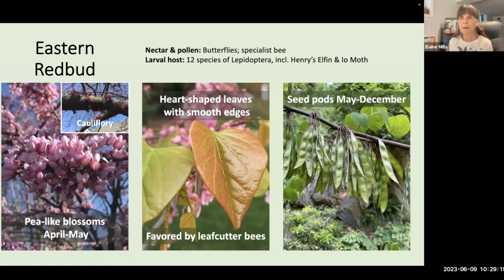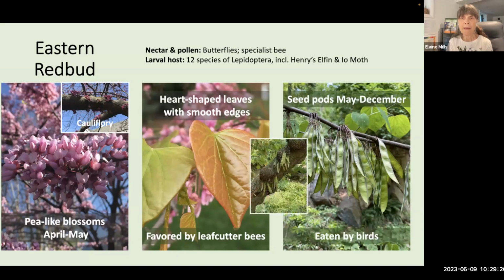Seed pods will develop in May and last through December, eaten by birds, and they can also emerge directly from the trunk of the tree.